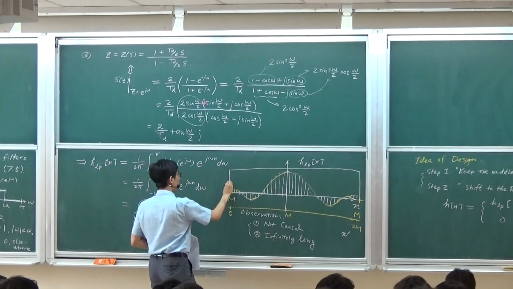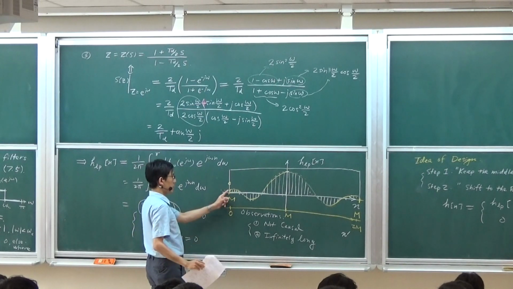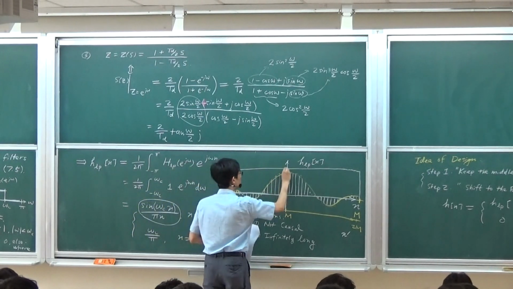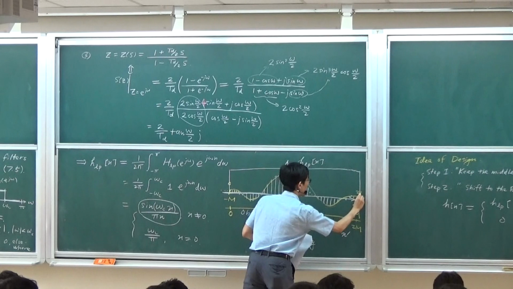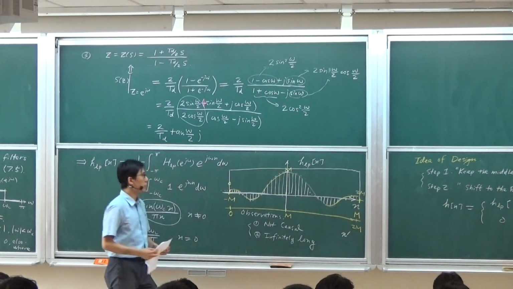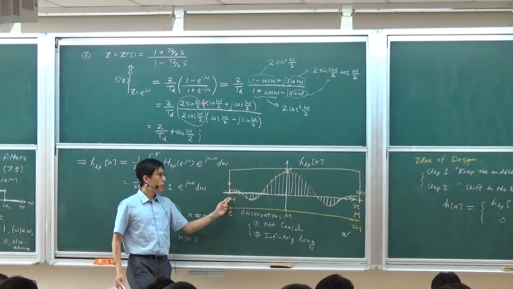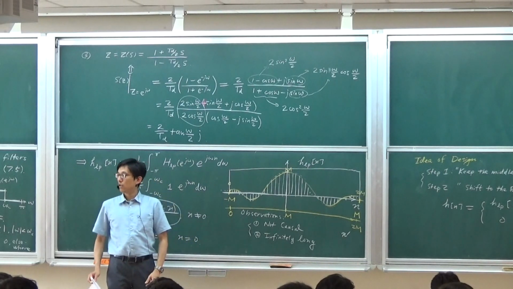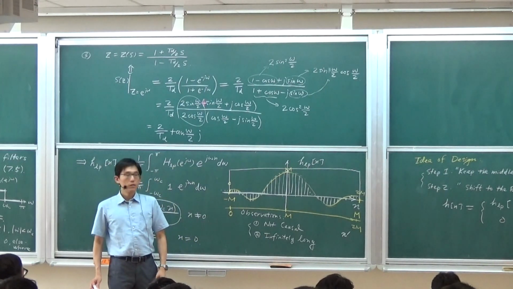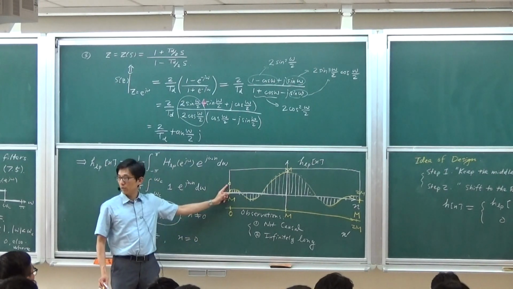But then, for time 0 right here, time n right here, time 2n right here, that's the result of design. And this filter has a length of 2n plus 1, okay? And it starts from time 0, for sure.